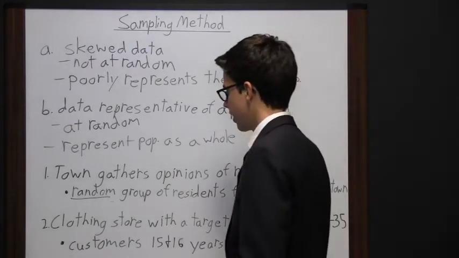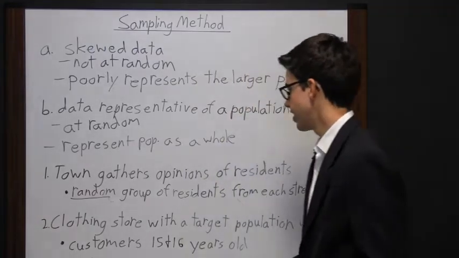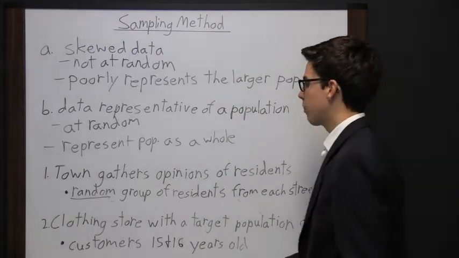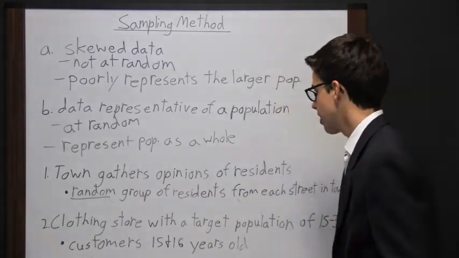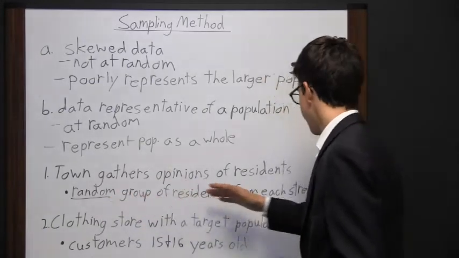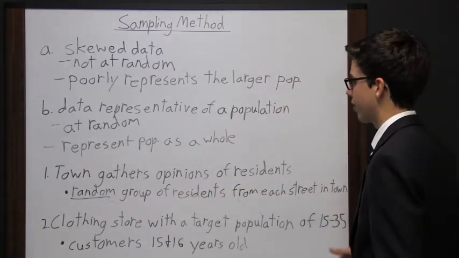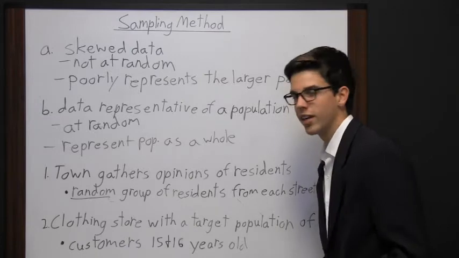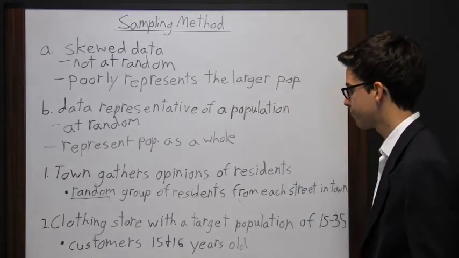Because what would happen here is if you just interview a random group of residents from the city, you might leave out people from certain sections of the city. But by making sure it's random, but also making sure you get people from each street in town, you're getting a better idea of the opinions of the town as a whole.